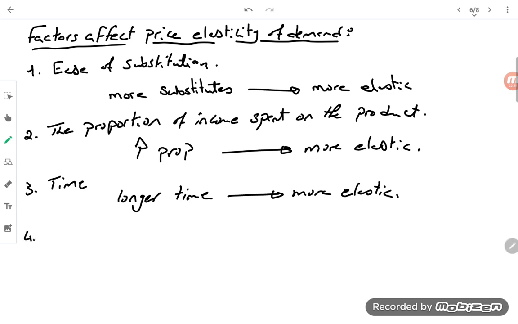Number four, durability. Durability or long lasting. If you are going to use a commodity for a longer time period, the demand for this product will be more elastic.